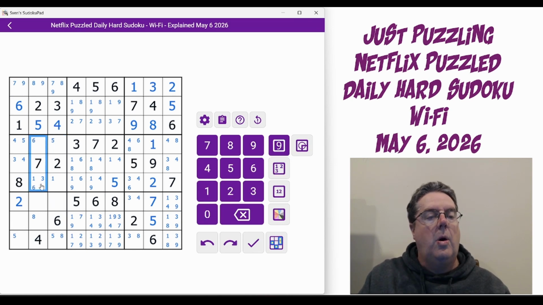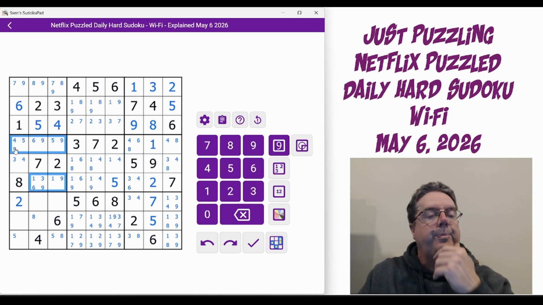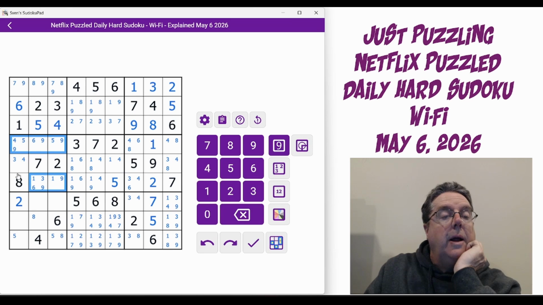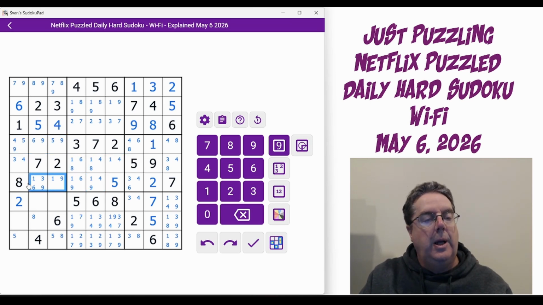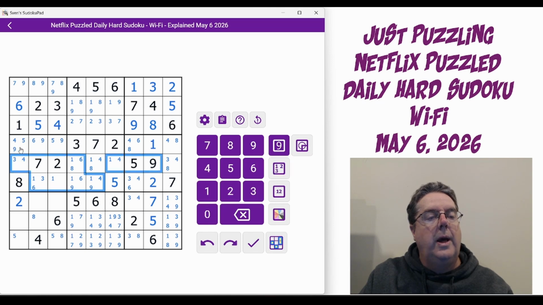7, 8 and 9. 9 can't be here. So 9 is one of these. Actually, I take that back. 9 can't be here. So 9's there. This can't be a 9. Alright, because 9's here, meaning 9's there. 9's going to come across here, leaving 9 to be not there or there, so that's a 9 there.